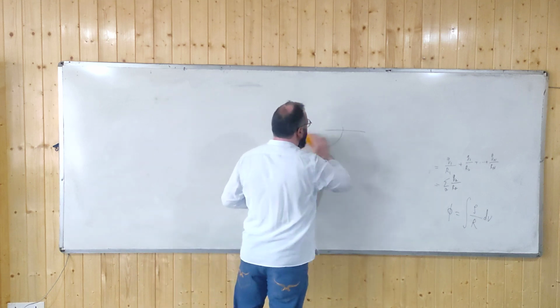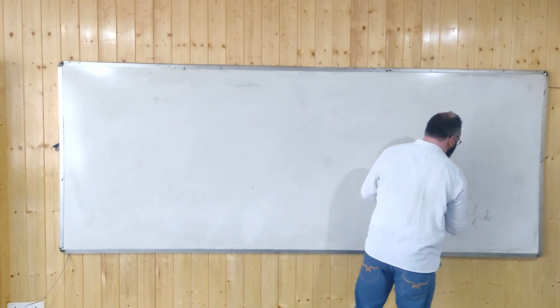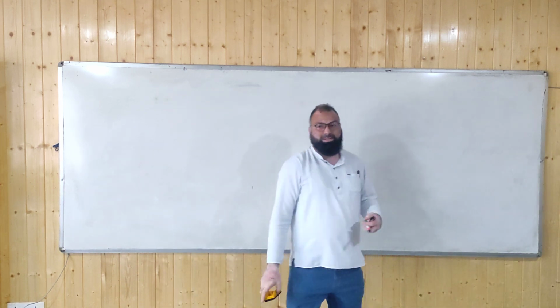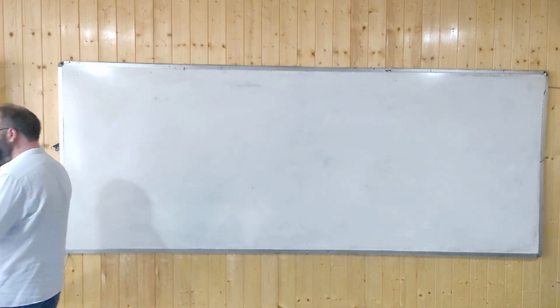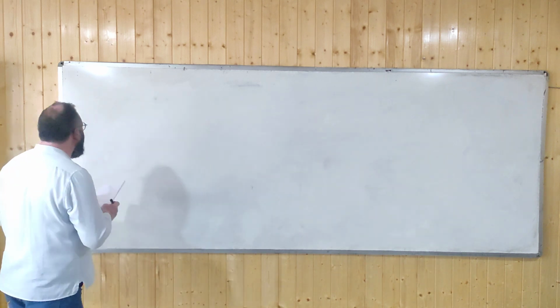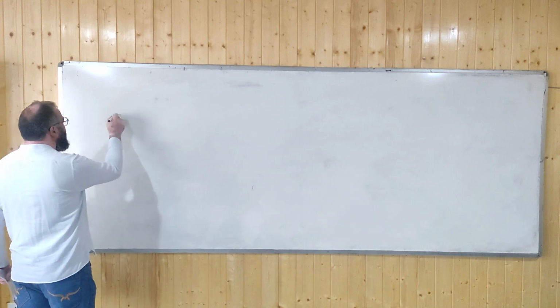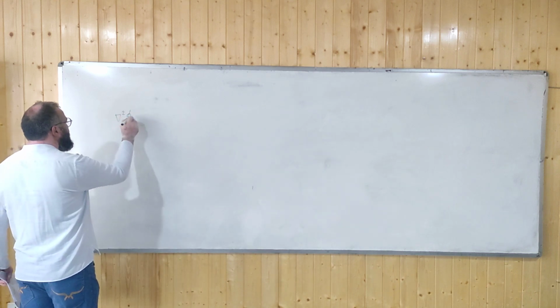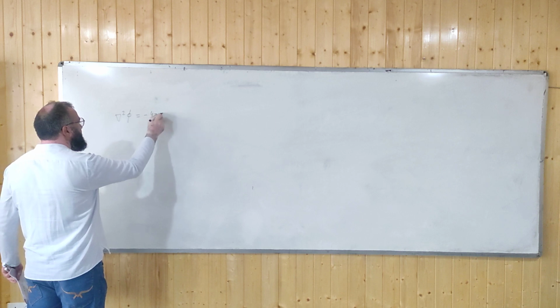If you are given the electric field, you need to calculate the charge. Let's take that kind of example. One more point. Let's take this formula again: del squared phi is equal to minus 4 pi rho. Clear?